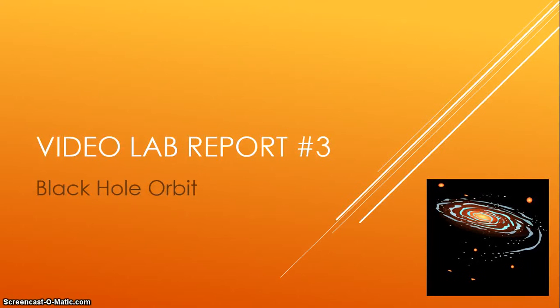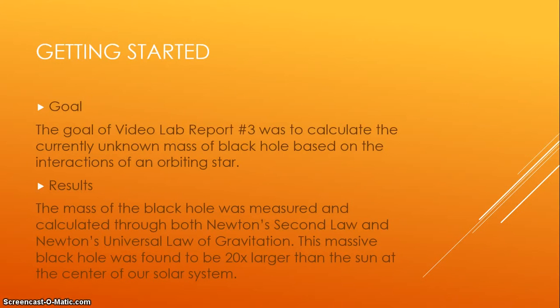The following presentation examines lab number 3, black hole orbit. The purpose of this lab was to determine the mass of a black hole by using the known properties of a star, which is in elliptical orbit around the black hole. The mass of the black hole was measured and calculated through both Newton's second law and Newton's universal law of gravitation.